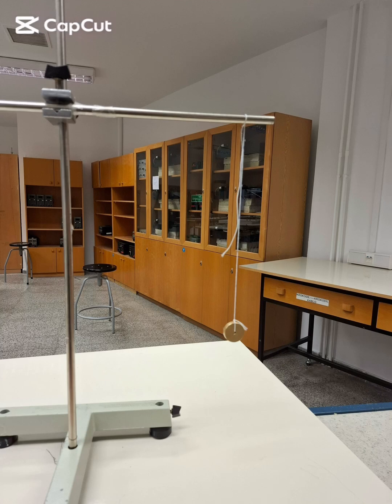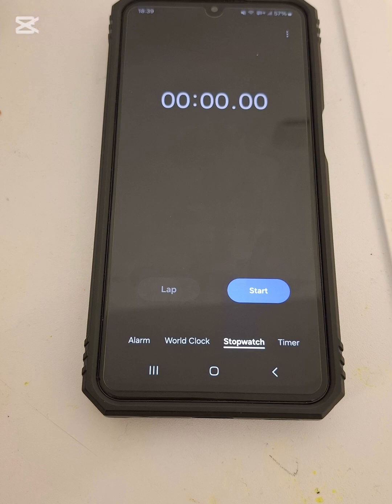Here's the setup for my experiment. I used a boss clamp stand, a 50 gram bob, a 50 centimeter string, and a meter rule to mark lengths. The time was measured with a stopwatch on my phone.